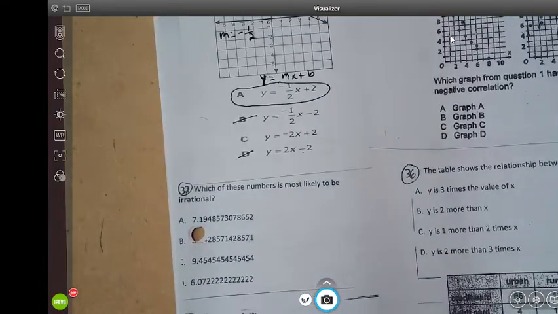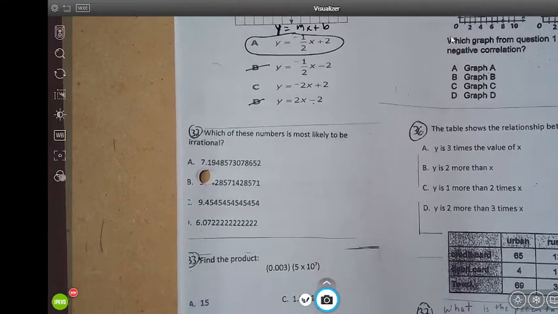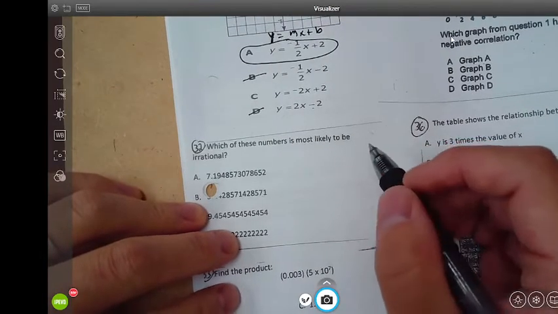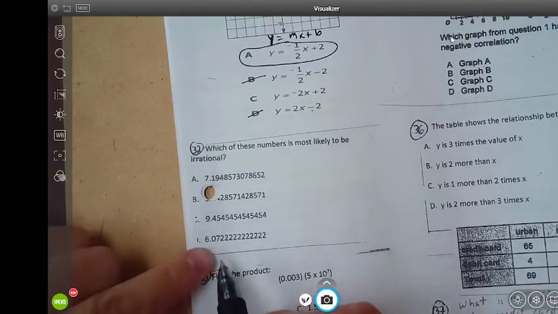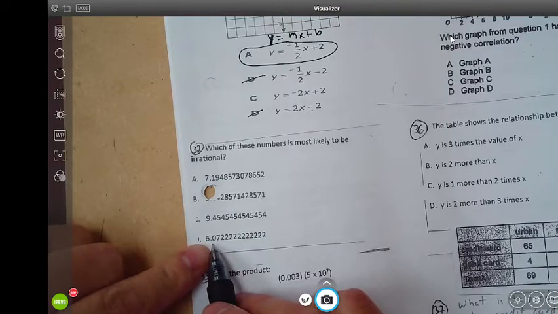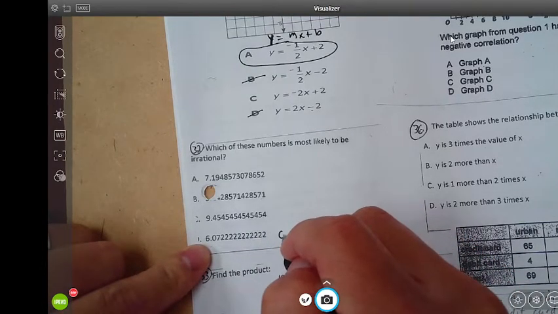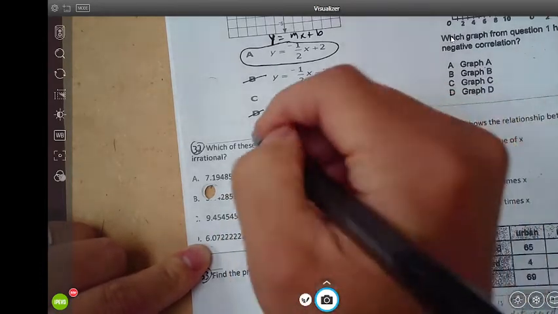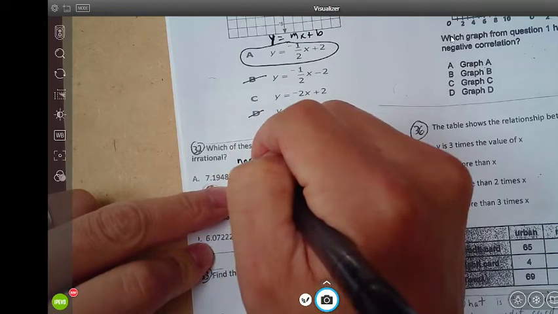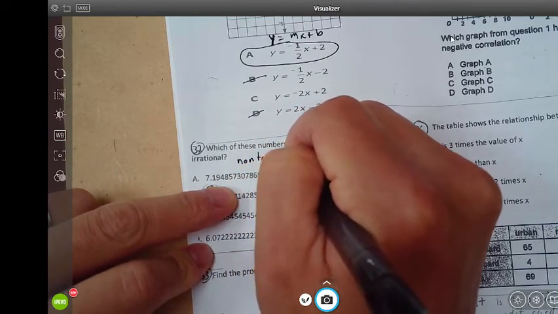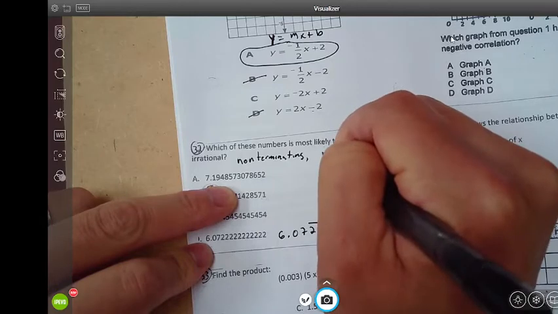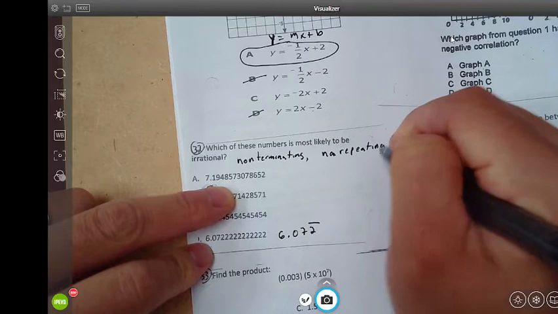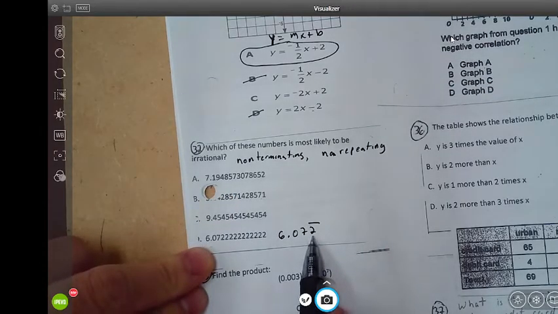Which one of these is likely to be irrational? Okay, so irrational, non-terminating, non-repeating. Let's take a look at first option D. It looks like this could be written as 6.072. Again, I'm going to write this down: irrational, non-terminating, so it never ends, and non-repeating. This one's repeating, right? So it's not going to be irrational.